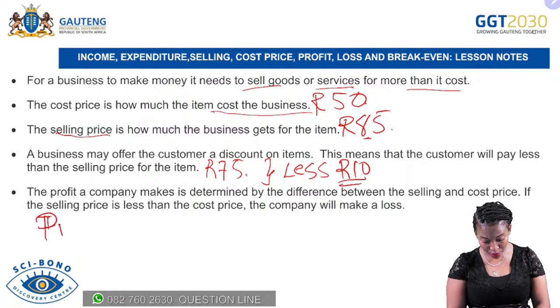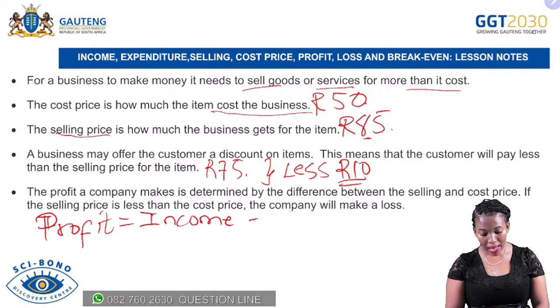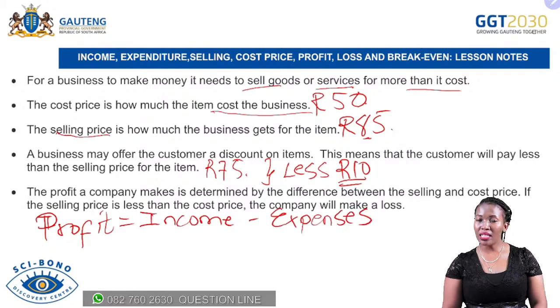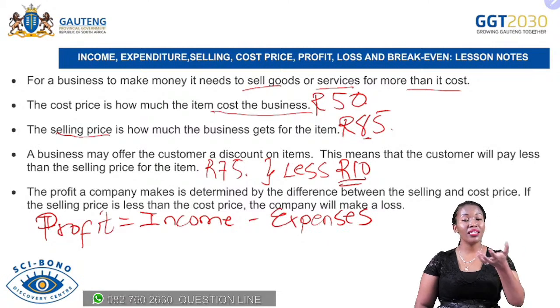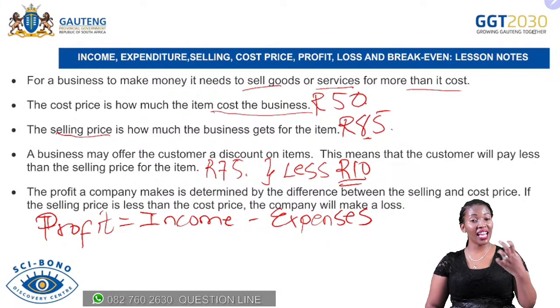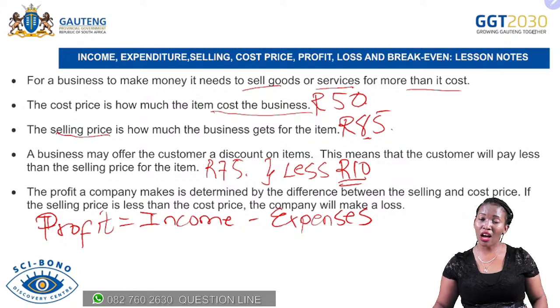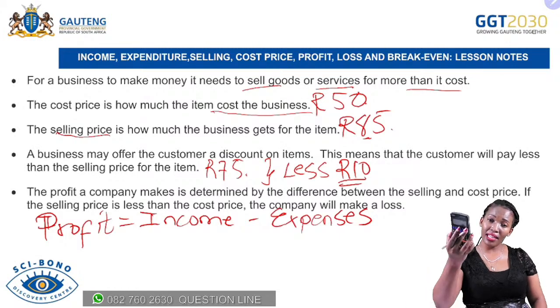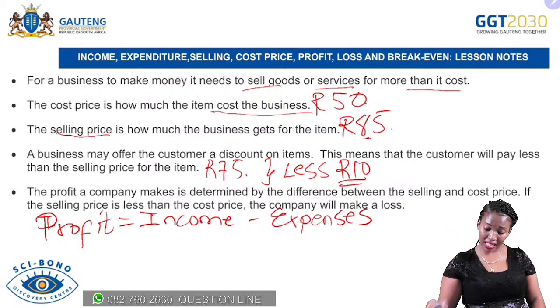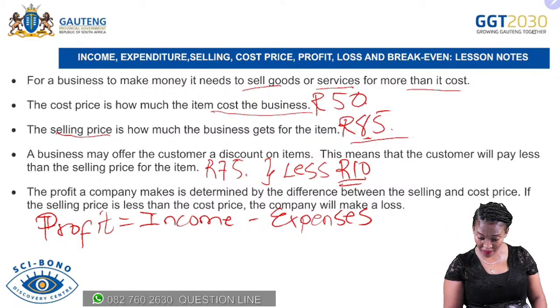Okay, the formula for profit, if you want to calculate profit, will always be equal to income minus your expenses. And what is income? Remember, income is the money that comes to me, the money that I receive as a business person in this context. And how much is my income? How much am I selling these calculators for to my learners? I'm selling them for 85 rands.